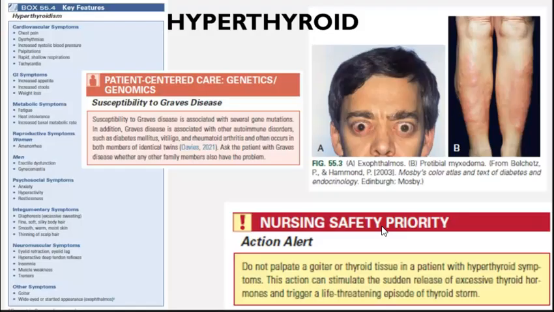Another action alert, do not ever palpate a goiter. You're going to see more goiters with hyper than hypo, but they can both have goiters. We never touch it. The goiter, if you palpate on it, it's going to push more hormone out of that thyroid, and it could send them into a thyroid storm.